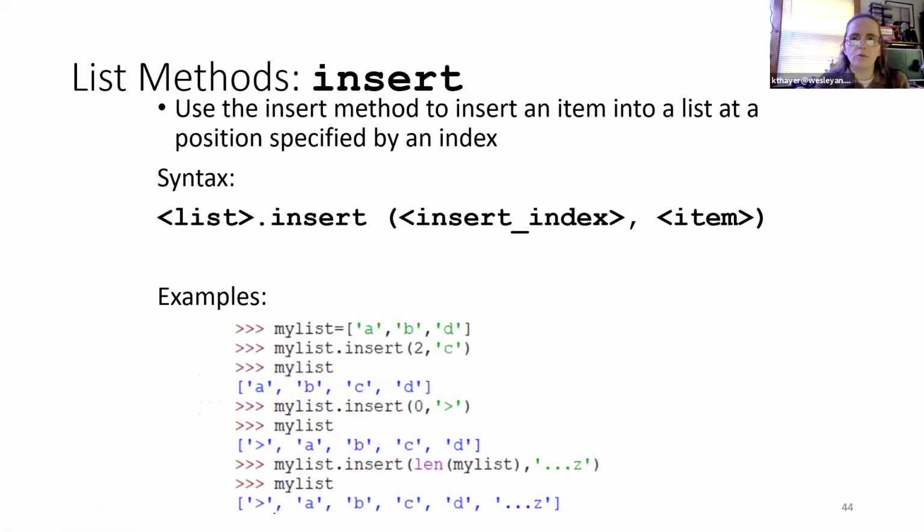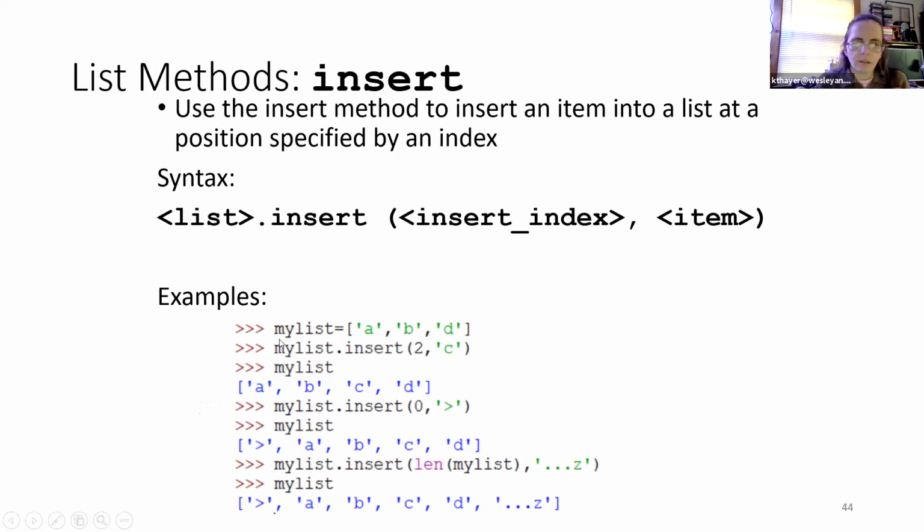Next, suppose you want to put something in a list and you don't necessarily want to do it at the end. So how could you do that? You can use insert to do that. So what we can do is we can use insert to insert an item into a list at a position specified by an index. Here is our syntax, list.insert. Here is our insert index, so you'll tell the position at which you want to put it, and then you put the item there.